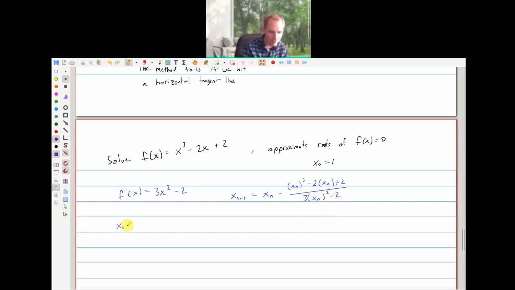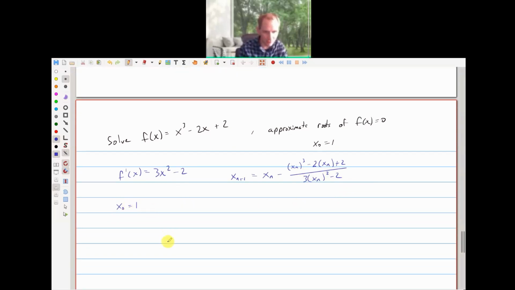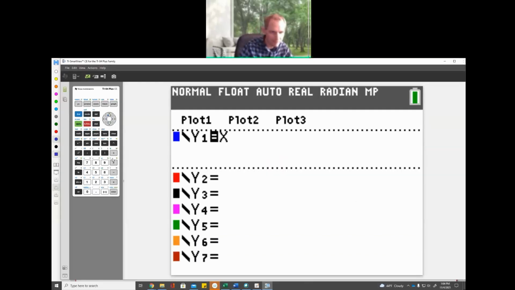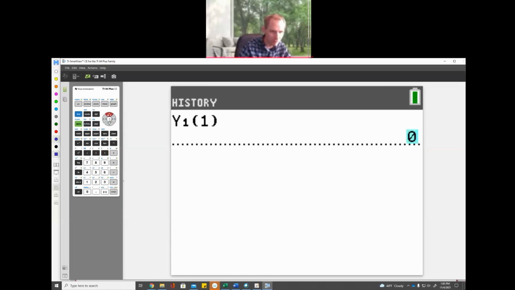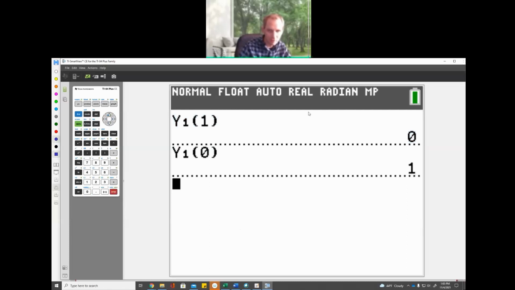I'm going to do all of these on my calculator because I just want to demonstrate this really quickly. So we had x cubed minus 2x plus 2 divided by the derivative, 3x squared minus 2. I probably could have computed this by hand, but when we plug in 1, I get 0. When I plug in 0, I get 1. So it's just going to bounce back and forth between the two.